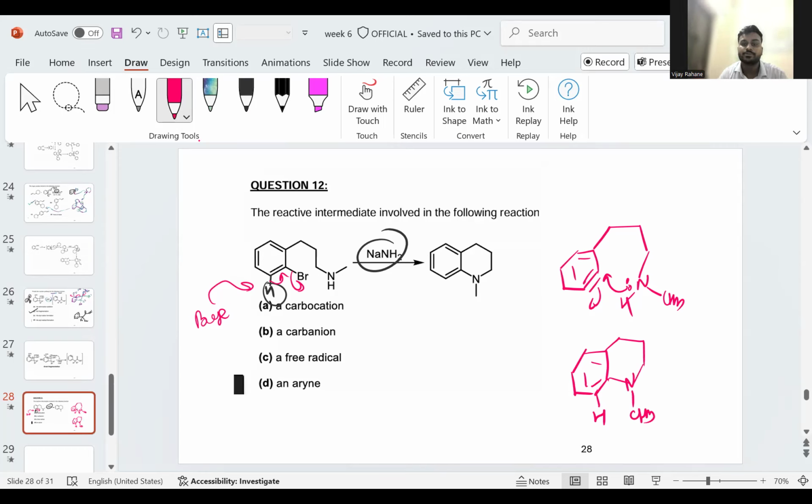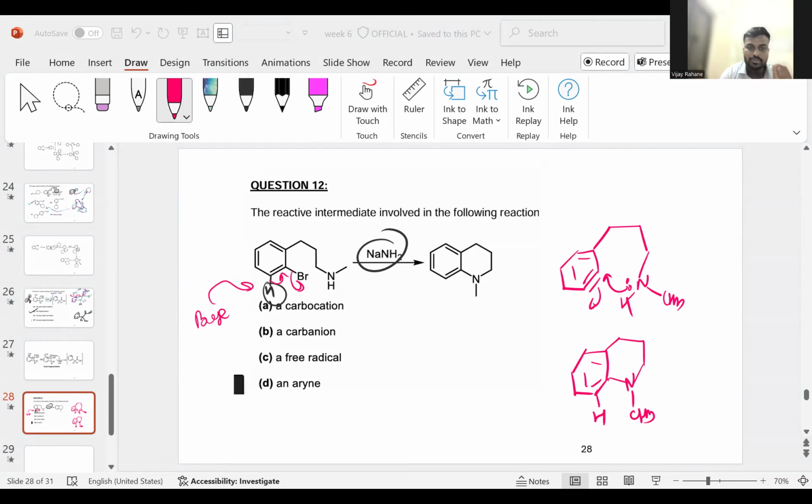So what is the reactive intermediate involved in the following reaction? What will you say for this one, which is the reactive intermediate? Obviously, it is an arine intermediate, or we call it a benzyne intermediate, right? This was some of the questions that I just wanted to show regarding this benzyne intermediate. The next topic, I will put some questions for you.